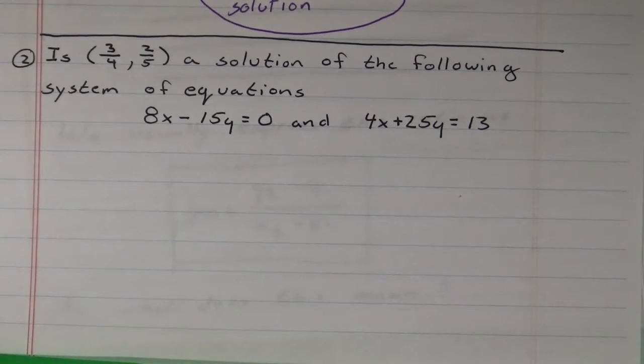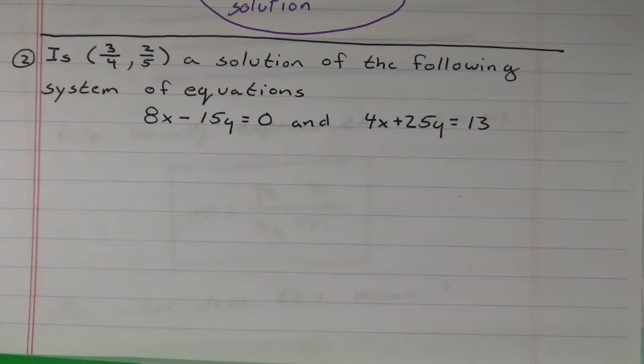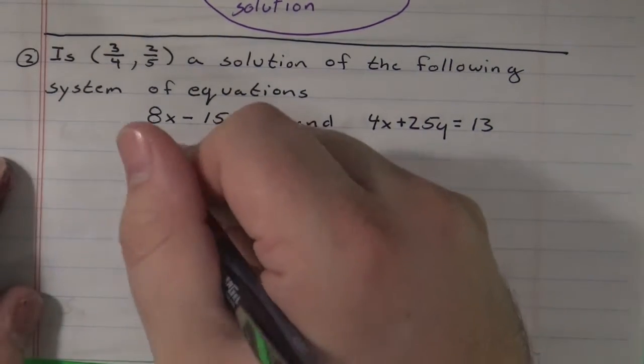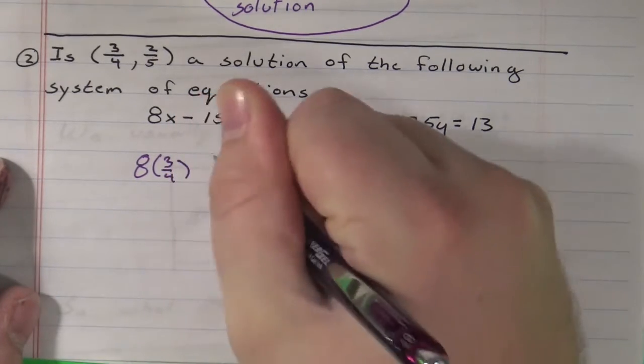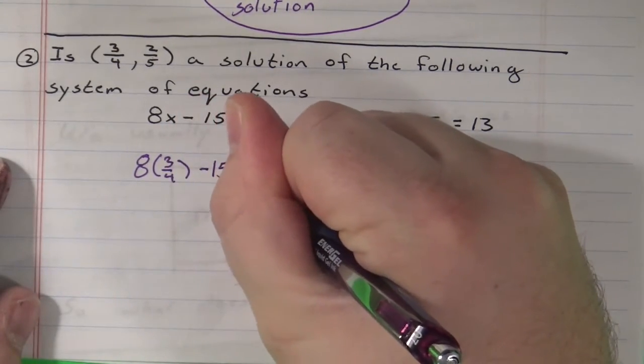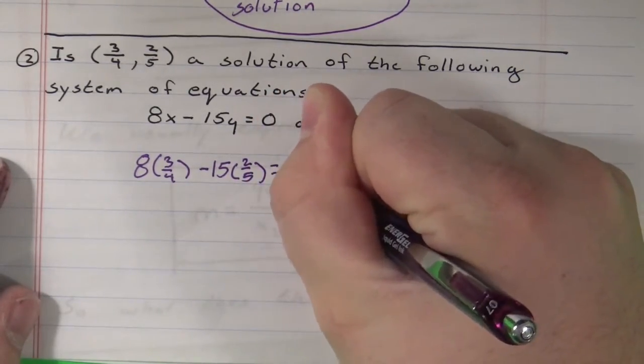Last problem. All right. The question is, is (3/4, 2/5) a solution of the following system of equations? Same principle. I need to plug this ordered pair into both equations to see if it works. All right. So let's do it. 8 times 3/4 minus 15 times 2/5 equals 0.